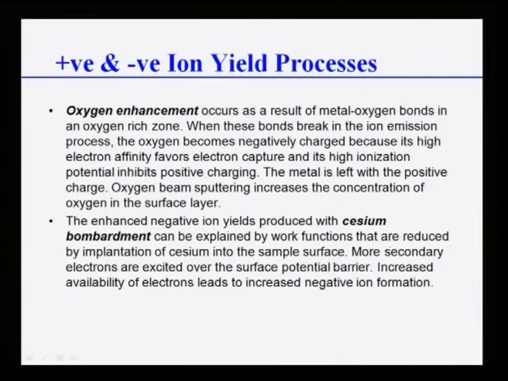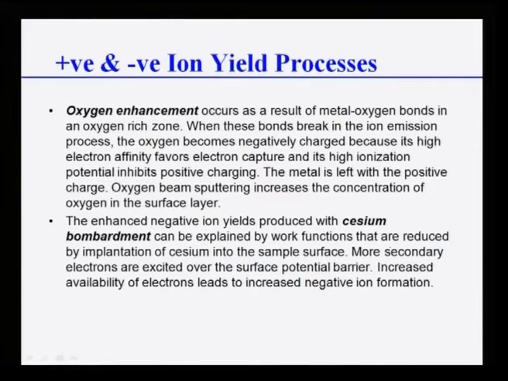Well, if I consider positive and negative ion yield processes, then I need to tell you that the oxygen enhancement process occurs as a result of metal-oxygen bonds in an oxygen-rich zone. Therefore, metals which form very good metal-oxygen bonds will give better secondary ion yields. When these bonds break in an ion emission process, oxygen becomes negatively charged because of its high electron affinity, which favors electron capture, and its high ionization potential eliminates positive charging. So the metal is left with a positive charge.